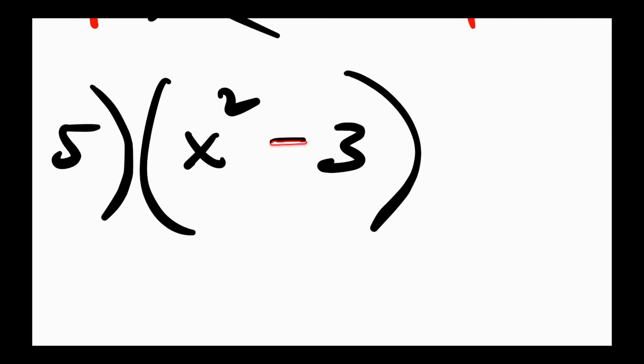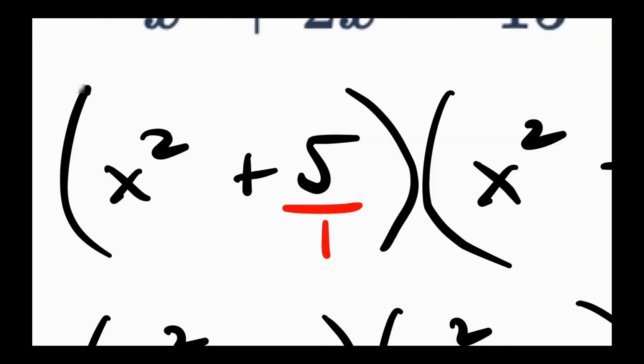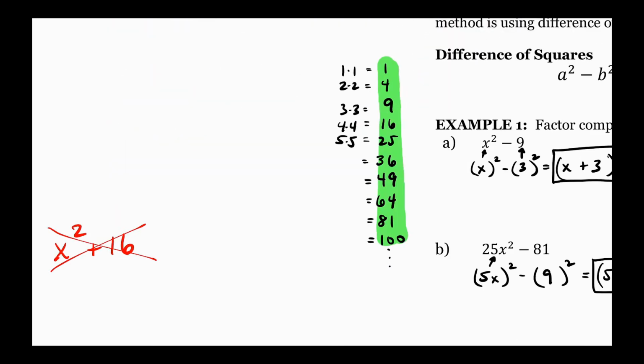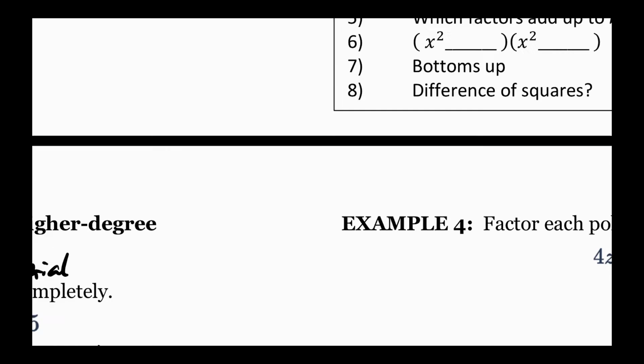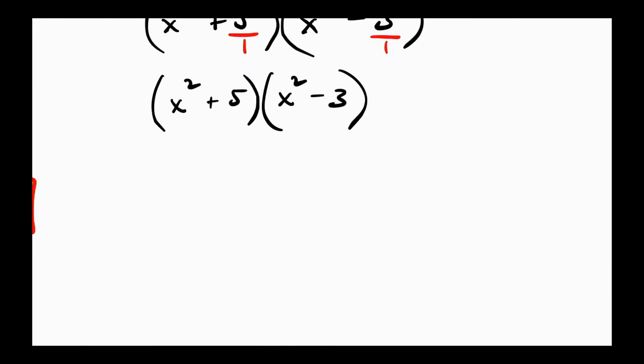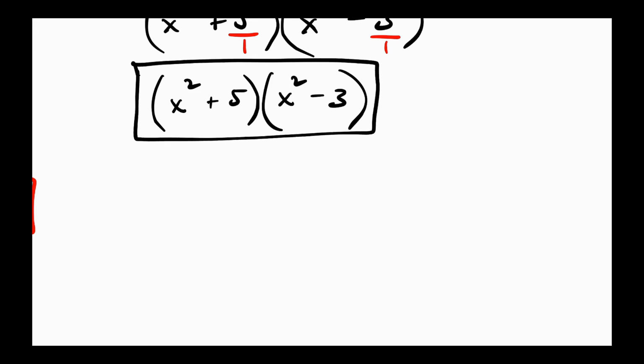It's difference, right? Is there a number that I could square that would make 3 as an answer? 1 times 1 makes 1. That's not 3. 2 times 2 makes 4. That's not 3. 3 times 3 makes 9. That's not 3. It's not on my list, right? The list I created earlier in green. We skip 3. So it's not difference of squares. So if it's not difference of squares, I'm done because I'm at the bottom. No more steps.